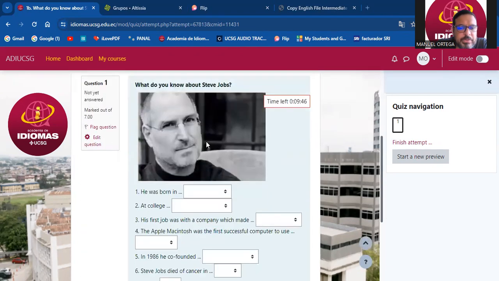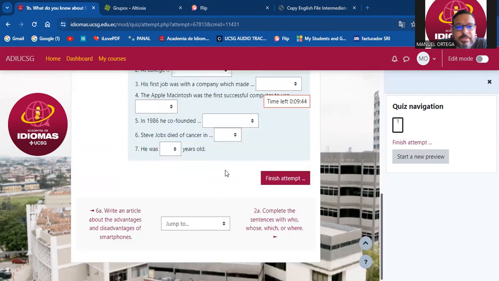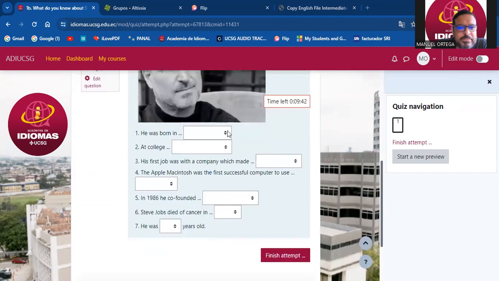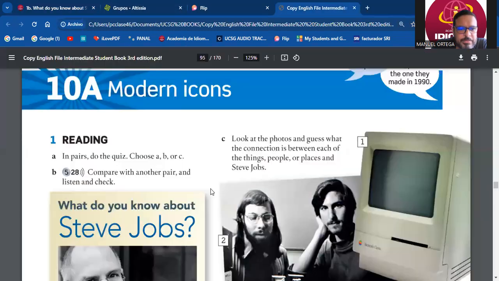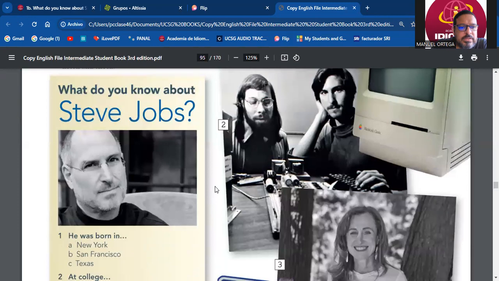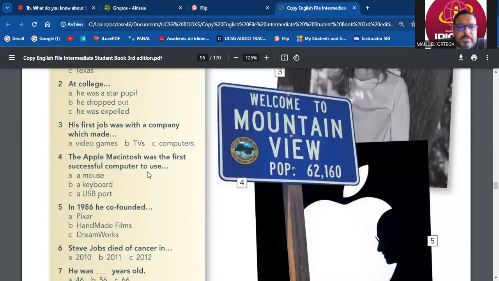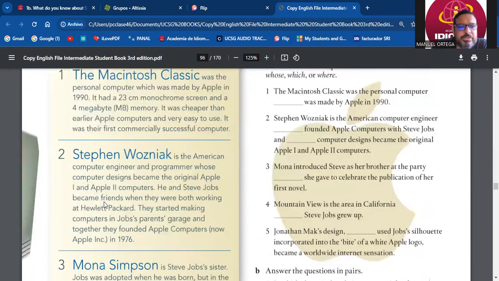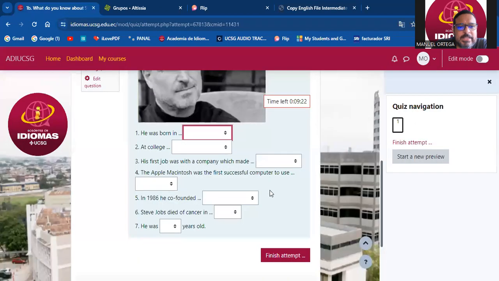What do you know about Steve Jobs? This information, he was born in, is related, let's see if here we have some information. You see, here you have in order to complete. This activity is just a matchup. So let's work on that one together, shall we?